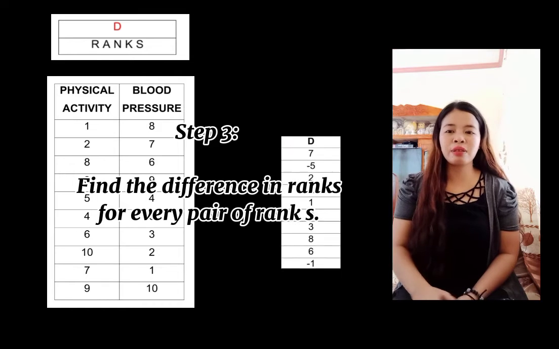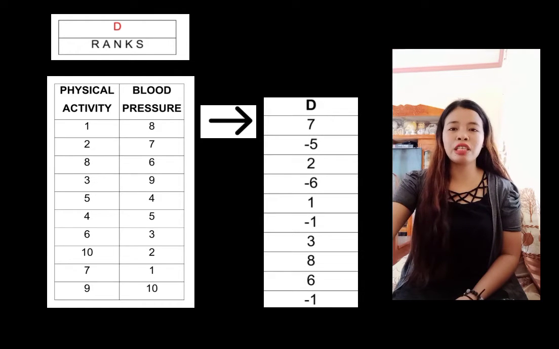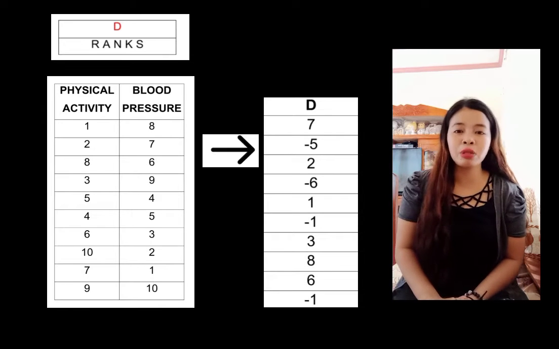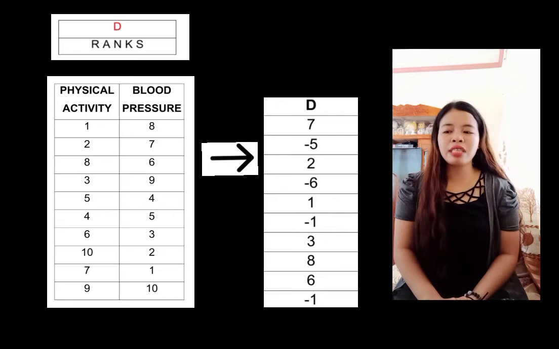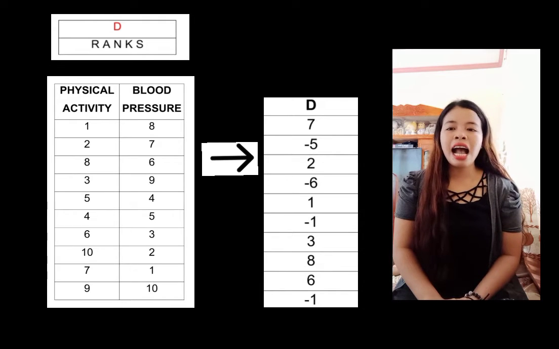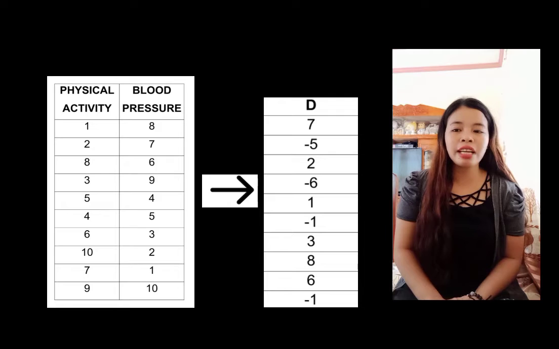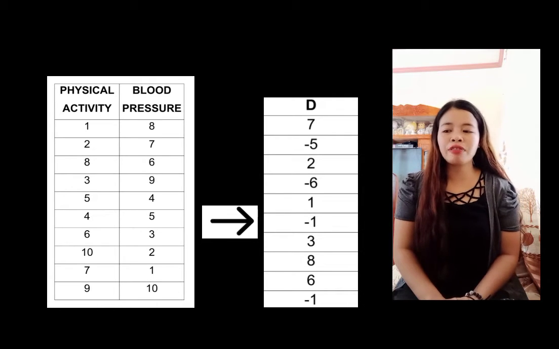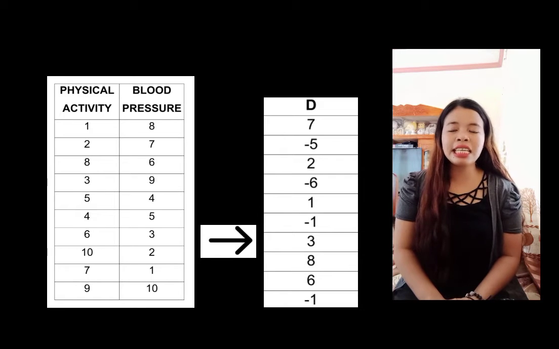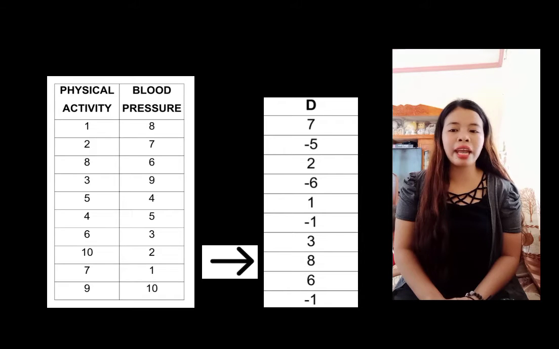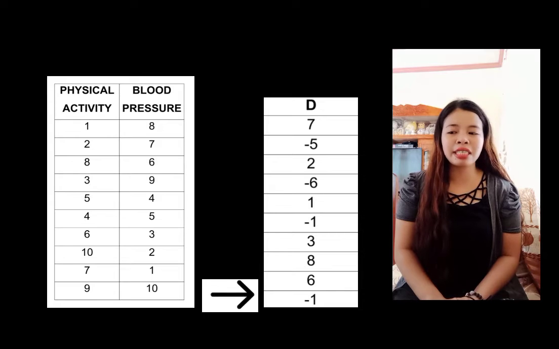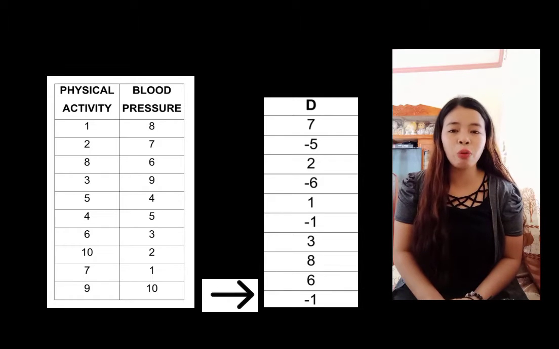So 1 minus 8 is equal to 7. So that is the value of our D. So 2 minus 7 is equal to negative 5. 8 minus 6 is equal to 2. 3 minus 9 is equal to negative 6. 5 minus 4 equals 1. 4 minus 5 is equal to negative 1. 6 minus 3 is equal to 3. 10 minus 2 is equal to 8. 7 minus 1 is equal to 6. And 9 minus 10 is equal to negative 1.